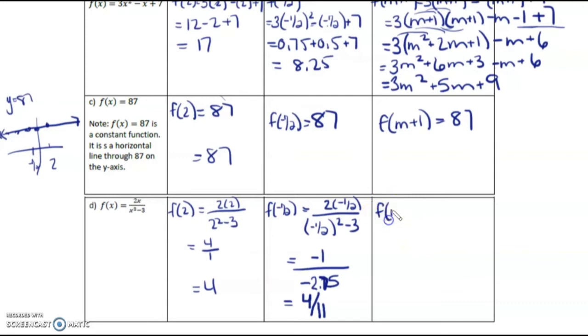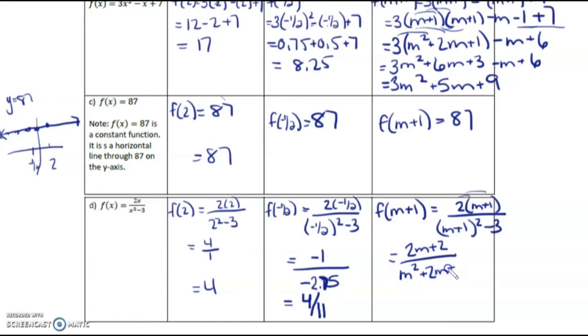And then the same thing, f at m plus 1. We sub in 2 times m plus 1 all over m plus 1 squared minus 3. So we get 2m plus 2, because we expand that. Now, m plus 1 squared, we get m squared plus 2m plus 1 minus 3. So we can just collect those two like terms. I get 2m plus 2 all over m squared plus 2m minus 2.